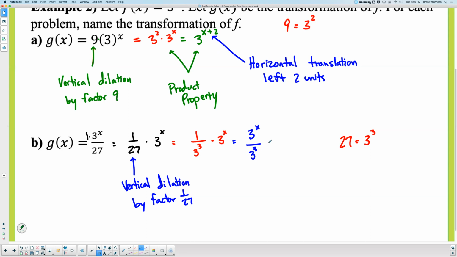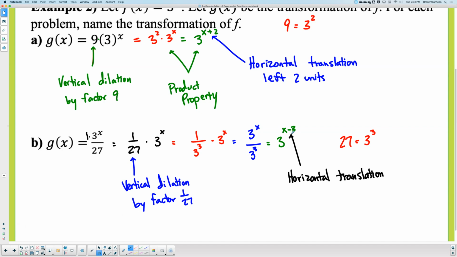Quotient. The quotient property tells us that if it's the same base being divided, what you can do is combine your bases and you subtract the powers. X minus 3 powers. That would be equal as well. This started as a vertical dilation. Is it still a vertical dilation in this form? No, the transformation has become a horizontal or vertical? Horizontal translation. Good, y'all are on it now.